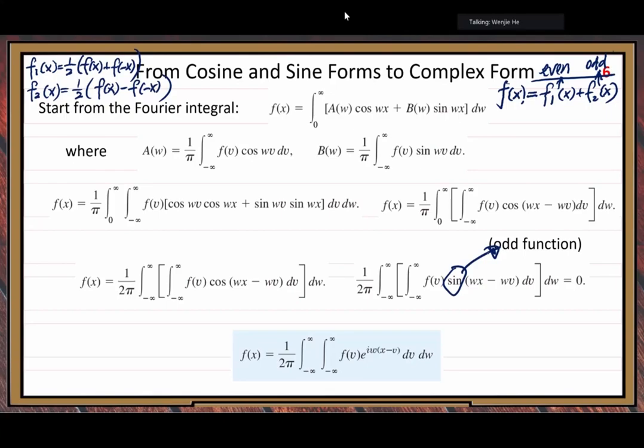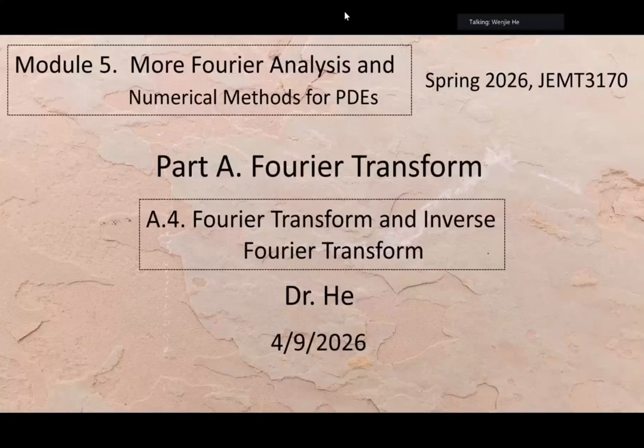All right, so let's go to the next step. We want to take a closer look at this Fourier integral of the complex form. What's the meaning? Section 8.4, Fourier transform and inverse transform. That's the main topic of this part. Finally, we get to this topic, Fourier transform and inverse transform.